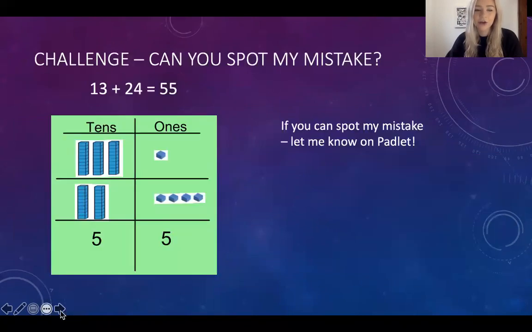So to finish off with, I've made a mistake. I've tried to add together 13 plus 24. Now, I've represented my numbers using my deans, and I've split them into 10s and 1s. I've partitioned them, but I've done something wrong because I know when I estimate that 13 plus 24 can't equal 55. I wonder what I've done wrong. If you can spot my mistake and correct it for me, could you upload it onto Padlet and then I can fix it? That would be great.